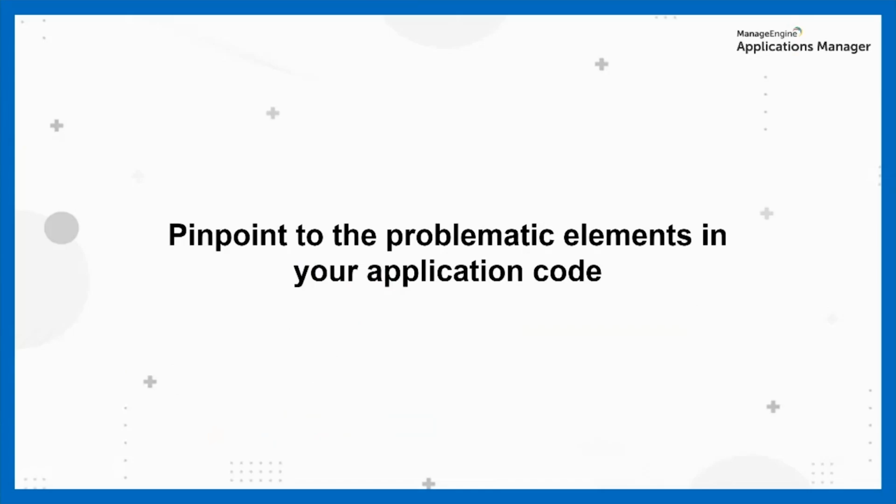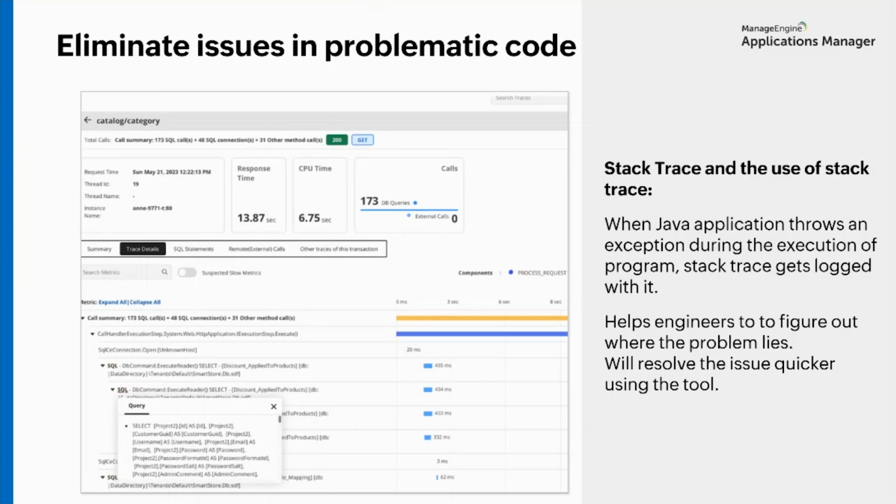The third topic in our agenda today is pinpointing the problematic elements in your application code. Here, let us see the need for eliminating issues in the problematic code with an image. As you are aware, the stack trace represents the movement of an application during the execution of a program. When a Java application throws an exception, the stack trace gets logged with it.